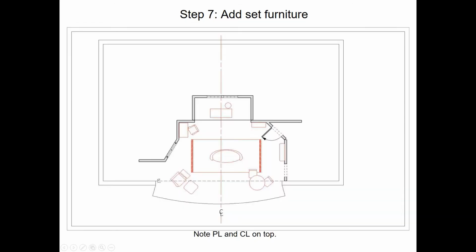So now we're just going to add set furniture here. So we're going to add our chairs and tables and rugs and those sorts of things. Now they want to be on top of the plaster line and the center line want to be on top of everything that you're adding on. So you don't want to erase the center line and the plaster line. You want to put those on top.